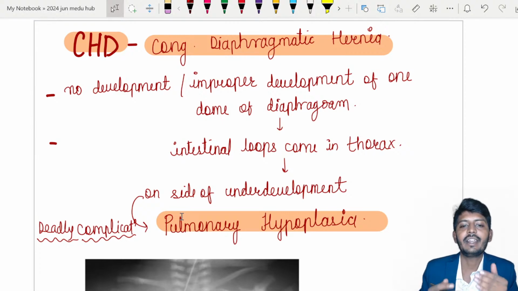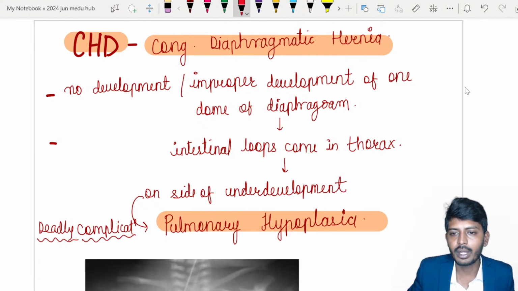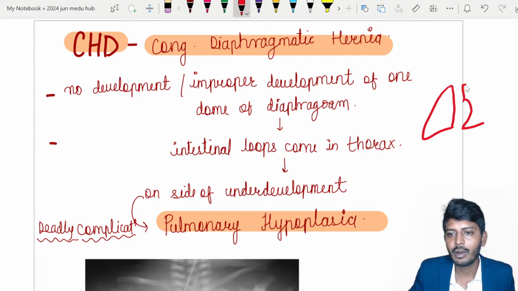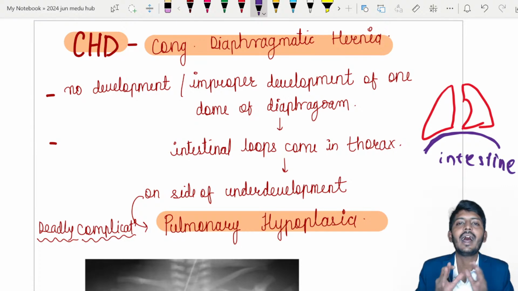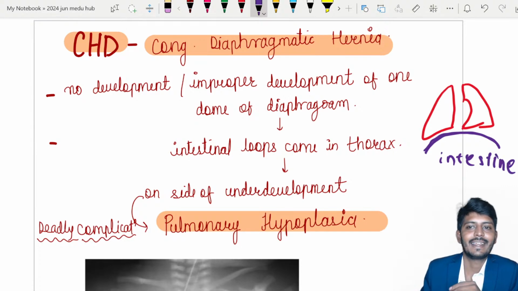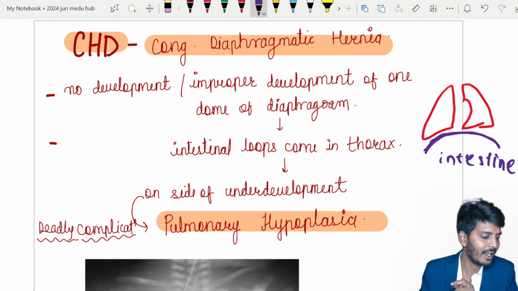So what is this congenital diaphragmatic hernia? How does it become important in radiology? Let's see. Normally we have two lungs sitting like this, and below that we have the diaphragm. Below the diaphragm all you have is intestine. So in the abdominal cavity there are intestines, and in the thoracic cavity there are lungs.